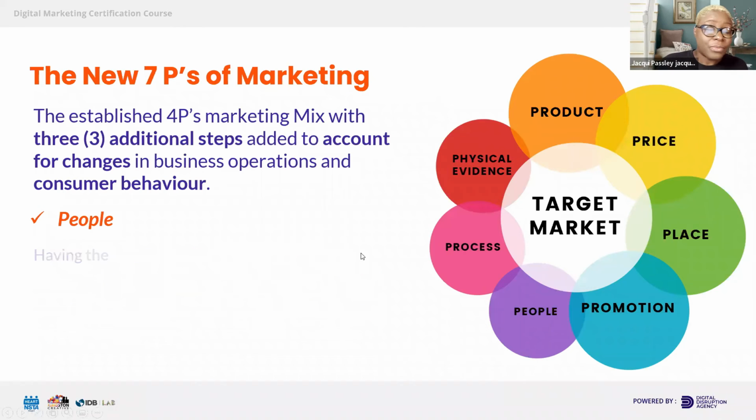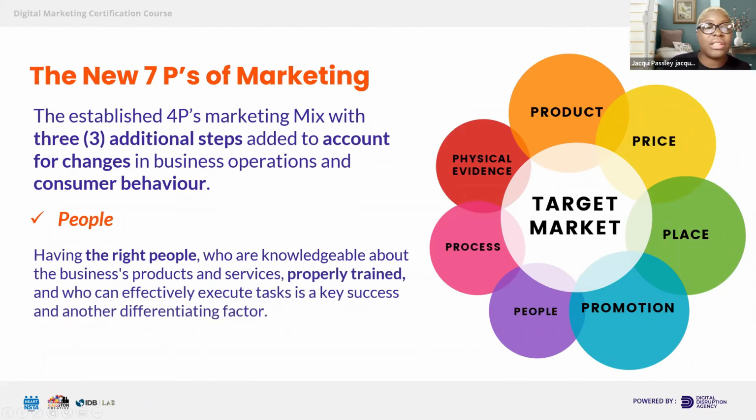All right, guys. The next one is having the right people who are knowledgeable about the business's products and services, properly trained, and who can effectively execute tasks. It is a key success and another differentiating factor. And it's something as simple as you have a brand ambassador who represents your brand, and that brand ambassador shows up online in some very compromising way or some very interesting way. You're going, oh, so is this you? Is this your friend?